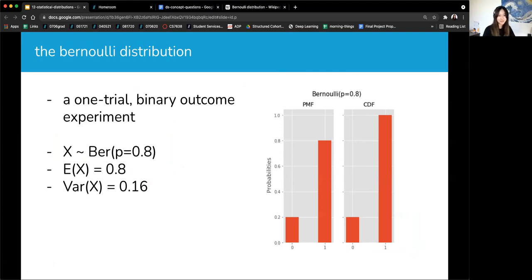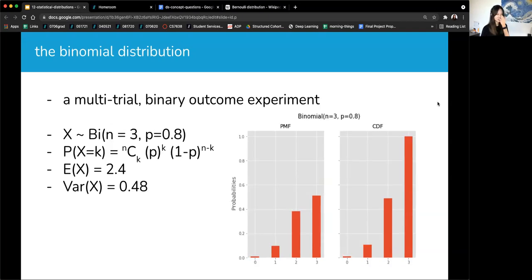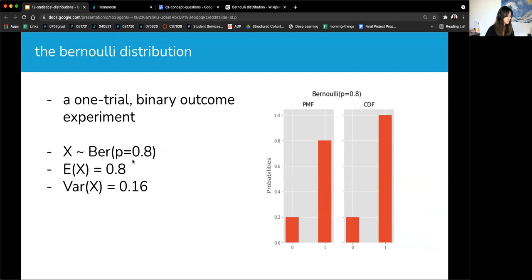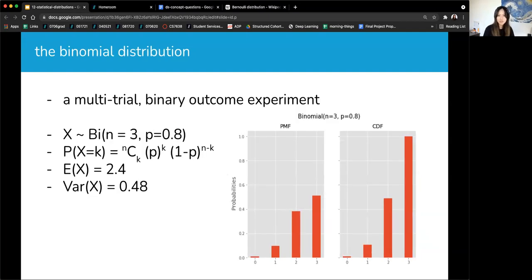A lot of things in life follow a Bernoulli distribution. The next one's a little bit more complicated. It's a binomial distribution, which is basically a multi-trial binary outcome experiment. So let's say we're flipping a coin multiple times. This will be characterized by a binomial distribution. So instead of just having one parameter, where here you see we have p equals 0.8, when we have a binomial distribution, we have two parameters. First, we have the probability itself, which in this case, let's just use 0.8 again. But here you also have to say how many trials.